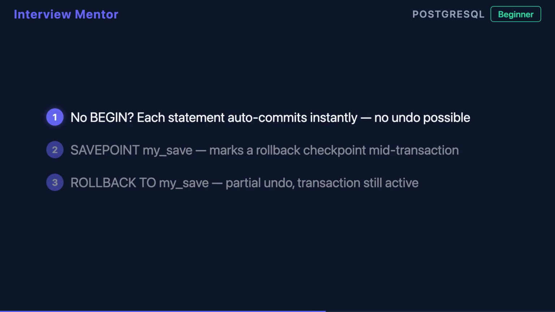First, PostgreSQL auto-commits by default. If you run a statement without begin, it commits immediately. There is no transaction to roll back. Second, within a transaction you can set a SAVEPOINT to mark a specific point, then roll back to just that save point without undoing the entire transaction.